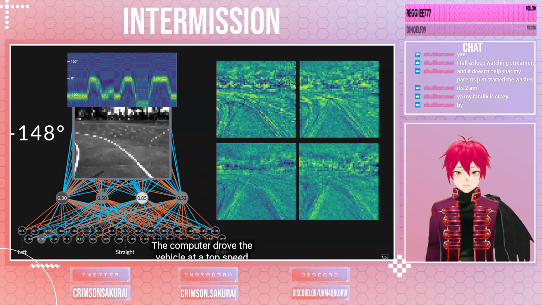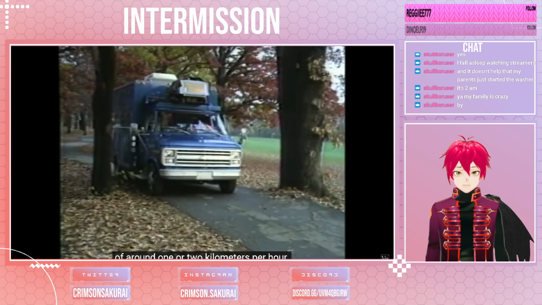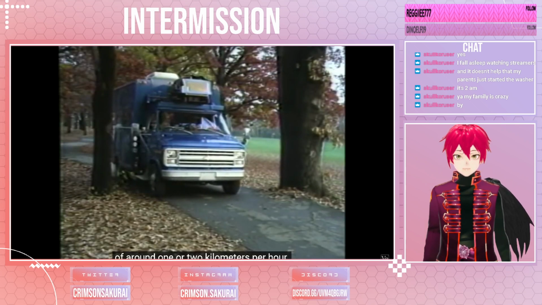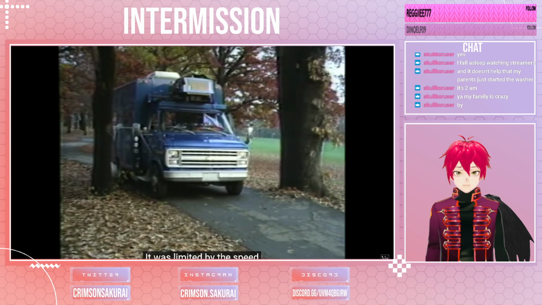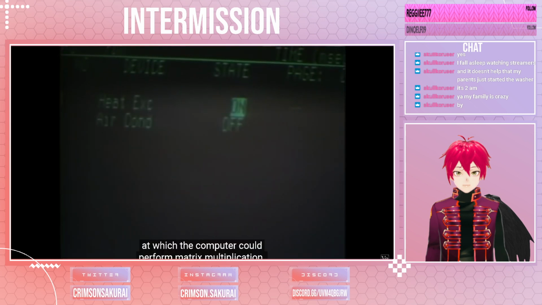The computer drove the vehicle at a top speed of around 1 or 2 kilometers per hour. It was limited by the speed at which the computer could perform matrix multiplication.